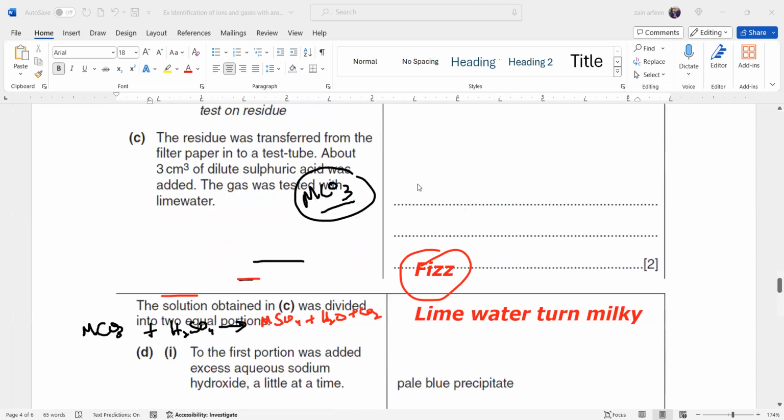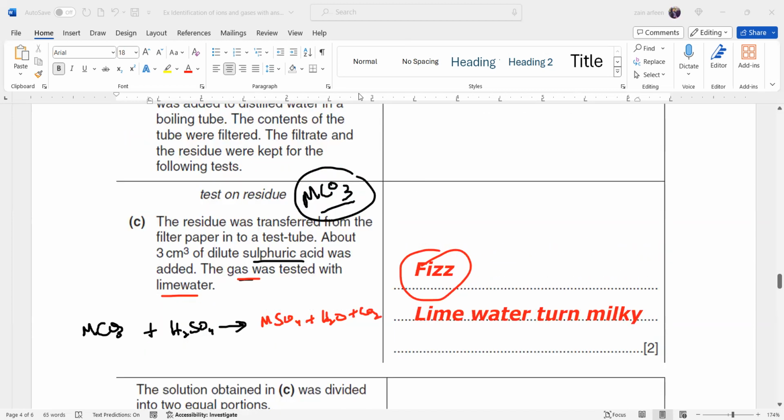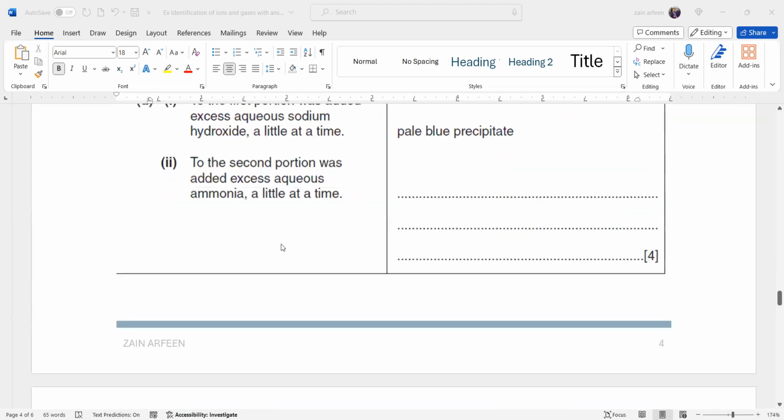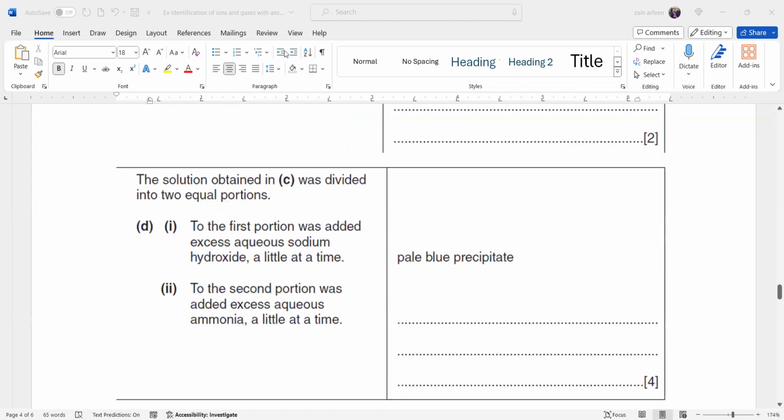Because in test T, the solution obtained is a metal sulfate, because we continue the test. It's not about the original solution, it's about the solution we obtain in C. So it is a metal sulfate. Okay. So the solution here, we now have metal sulfate as we add sulfuric acid. We don't know which metal. But what we did in this metal sulfate, we add sodium hydroxide little at a time. And we observe a pale blue precipitate.